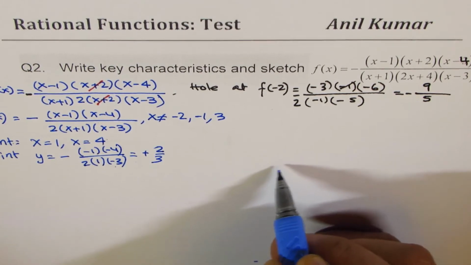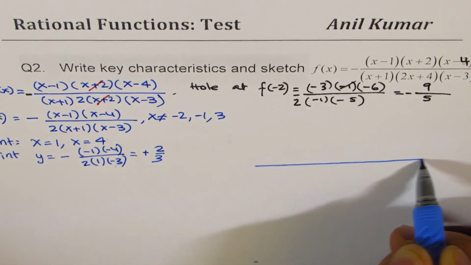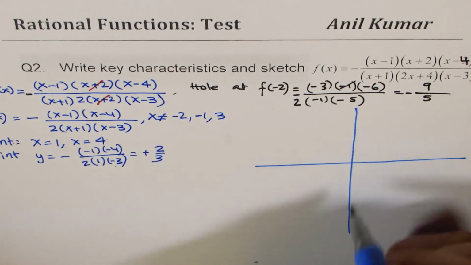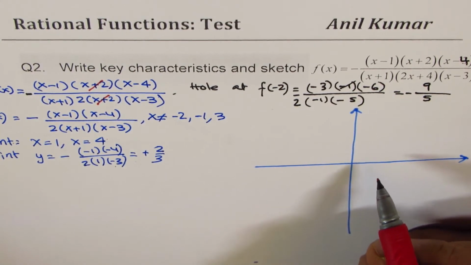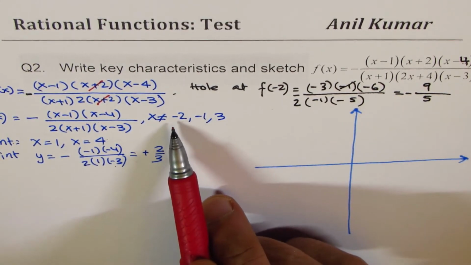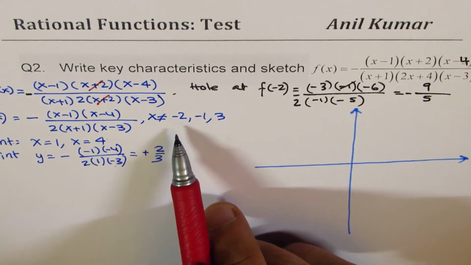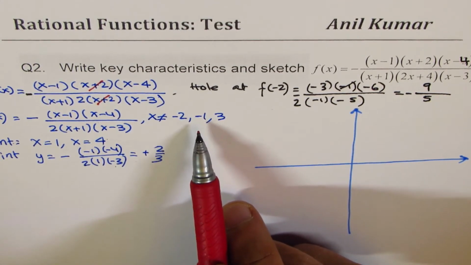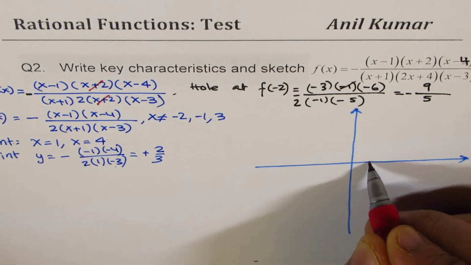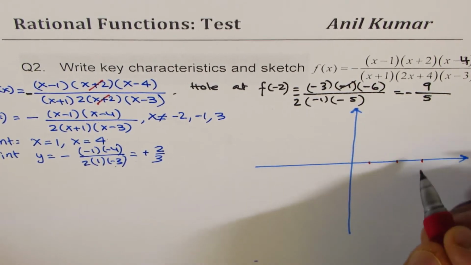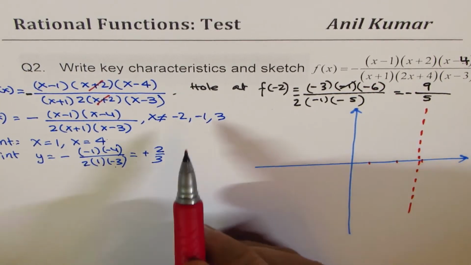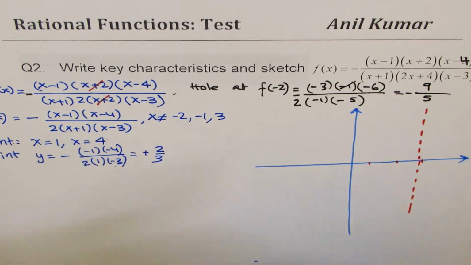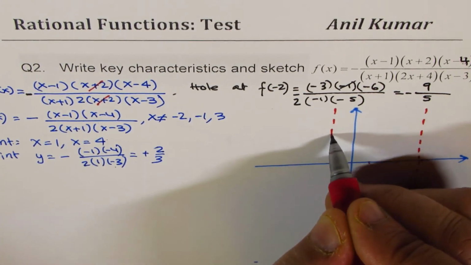Okay? So we got quite a few values here. So let's say that's the graph of the function. Okay. So that's the coordinate plane. Well, we have some restrictions here. We have vertical asymptotes at minus 1 and at 3. So let's say this is 1, this is 2, this is 3. So we have a vertical asymptote at 3. Then we have a vertical asymptote at minus 1. So let's draw this one.